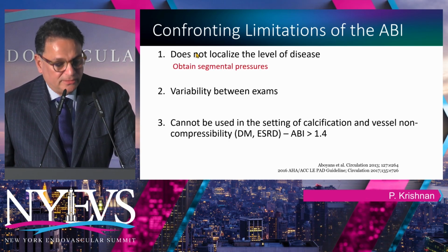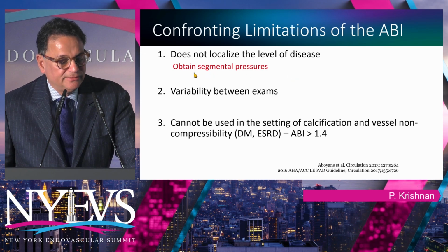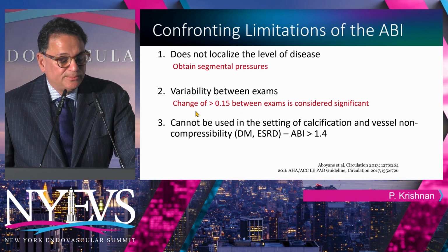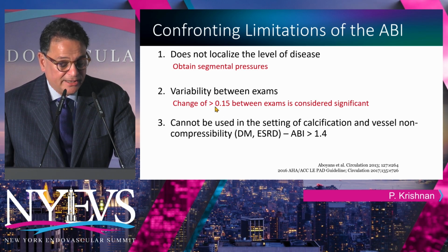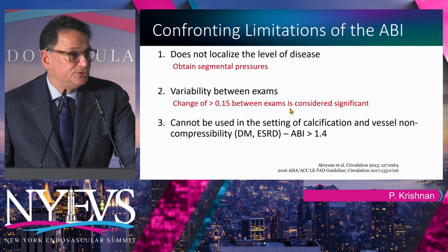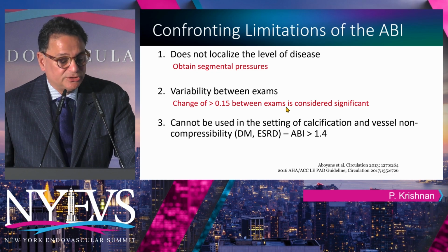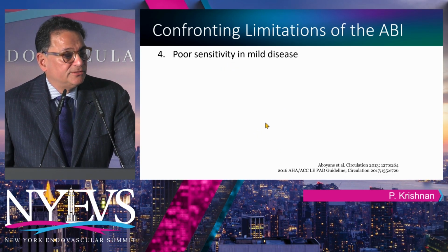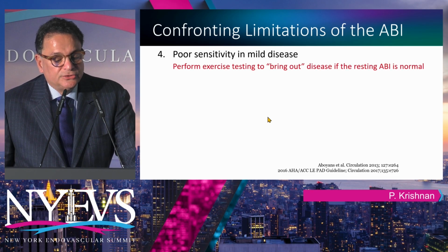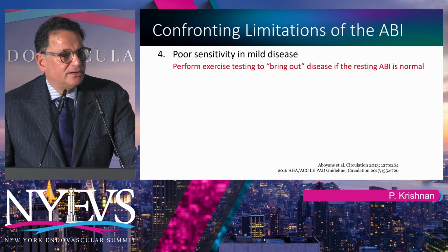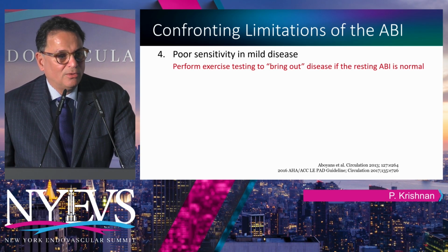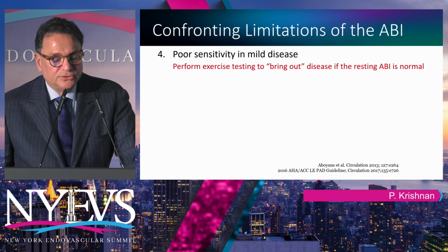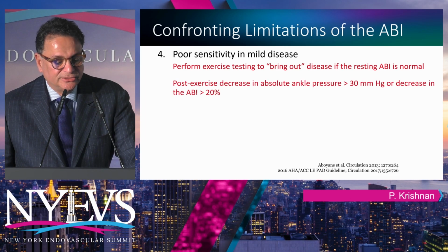So what do you do? Again, we talked about this: to locate the level of disease, segmental pressures. Variability between the exams is important, but especially if you have a change of greater than 0.15 between the exams, you should still consider it significant because blood pressure will not do that. And then again, we talked about the toe brachial index. It's also very poor in mild disease. So if you do a regular resting ABI and it's normal, but this patient really has the risk factors and really is having symptoms, make them walk. Some sort of testing to bring out the disease is important.